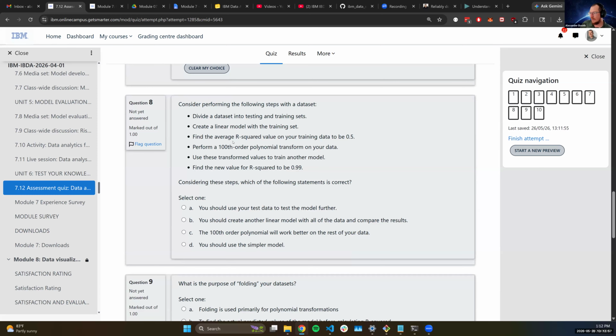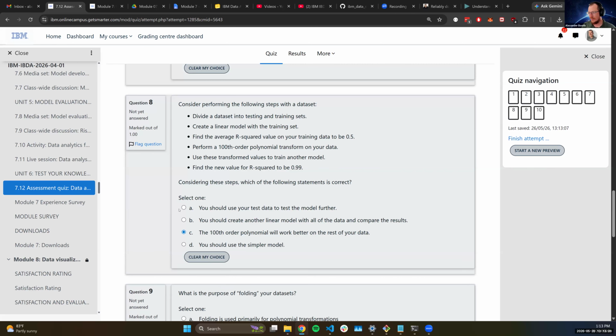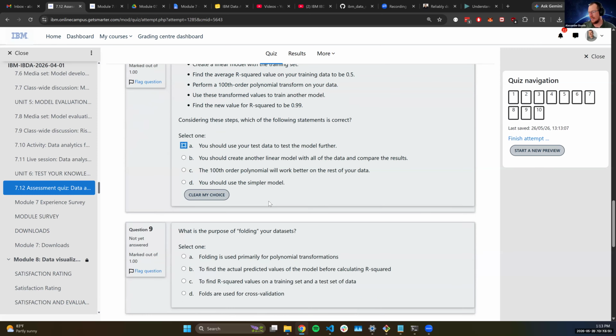Divide a data set, create a model, find the R squared value, add in a whole bunch of polynomials, and find the new value is 0.99. So some crazy things here. A 100th order exponent is crazy. They're way overfitting, doing some crazy stuff here. So what should we do next? Create another linear model? They already created 2 models. You should use the simpler model? Not always. If the 100th order does work, then it's fine. Is the 100th order only going to work on the rest of your data? That is not guaranteed. I think we'll be vague here and go with A, that you should just test the model further. So we'll go with A there.